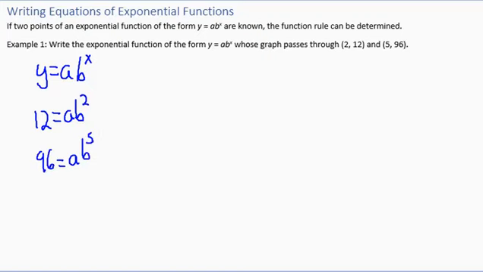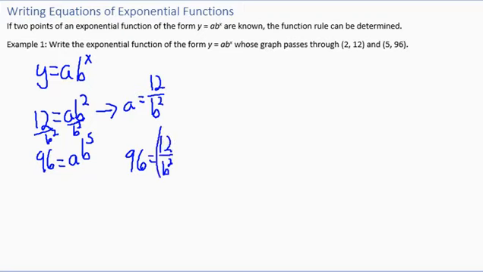Maybe the easiest way would be to solve one of these equations for a, and then plug it into the other one. So I'm going to go ahead and solve this one for a, and we could do that by dividing both sides by b squared. And so a is equal to 12 over b squared. And now we can substitute this into the other equation. So we have 96 equals a, but we just saw that a is 12 over b squared, so that's our a, times b to the 5th.